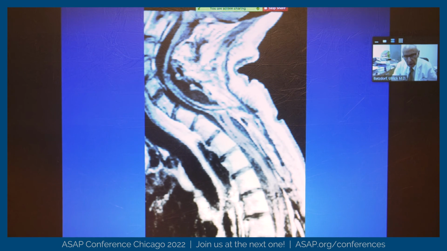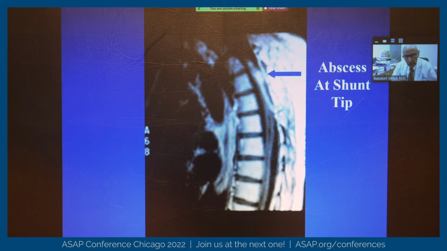Here, this is an example where the shunt holds up the spinal cord to the dura and the spine. And infection, abscess.